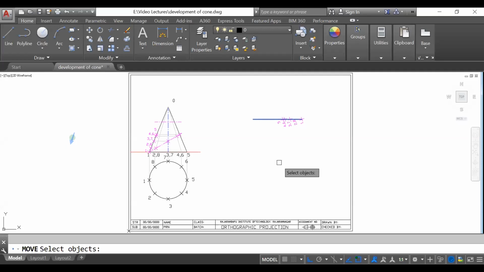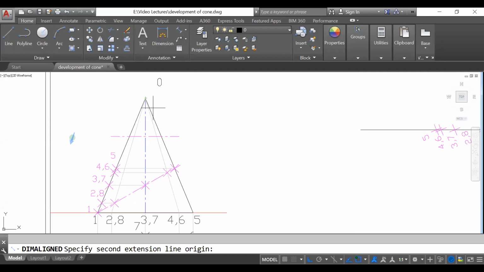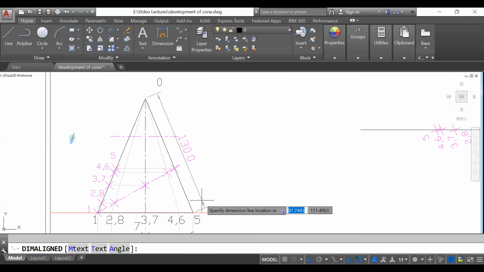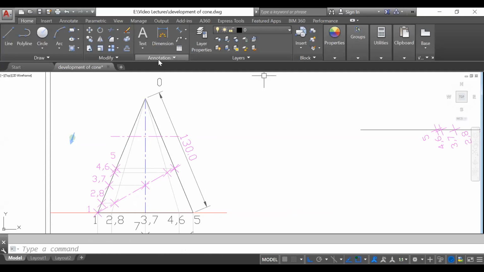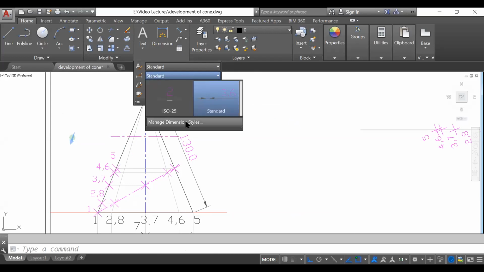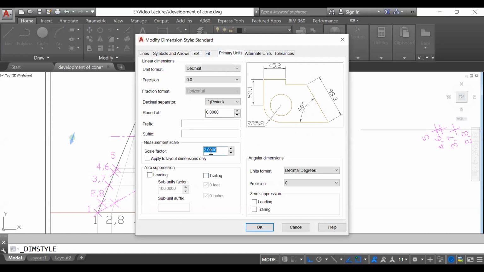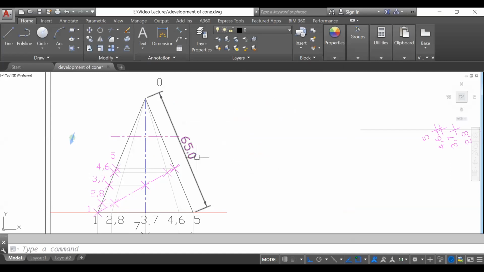Meanwhile, someone can put R by S into 360 and tell me the angle. R is 50, and I will measure the S. S means slant generator. So 50, I think it would be 55 around. It's double, so I think I have to change the dimension setting here. Standard, manage dimension style, modify, text, units. The scale factor is 2, that's why it's showing double. So I will put it to 1. So it would be around 65. So S is 65, R is 50, and R by S into 360. Just do the calculation and tell me the answer.